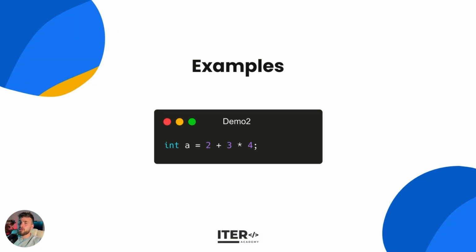Consider the following expression from the demo 2. int a = 2 + 3 * 4. In this expression, the multiplication operator has a higher precedence than the addition operator. Therefore, the multiplication will be performed first, resulting in a value of 12. The final value of the variable a is 14.